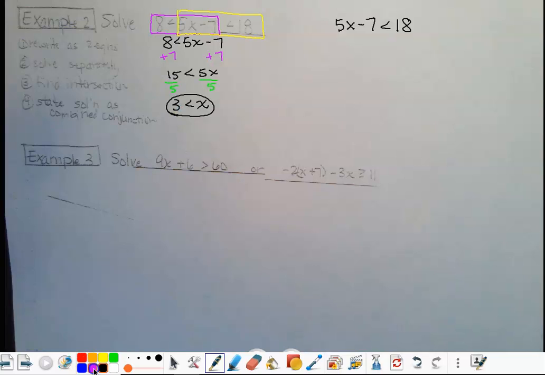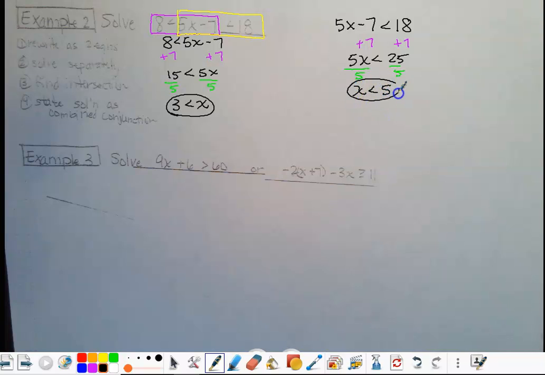All right, let's try the next one. Same thing, I'm going to add 7 to both sides. This time I'm going to have 5x is less than 18 plus 7, which is 25. Then next I divide by 5 again, same reasons, and I'm left with x is less than 5. 25 divided by 5 is 5. Remember this is a disjunction, it's a union, so it can fulfill either of these.